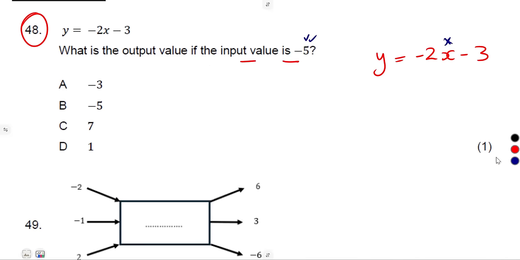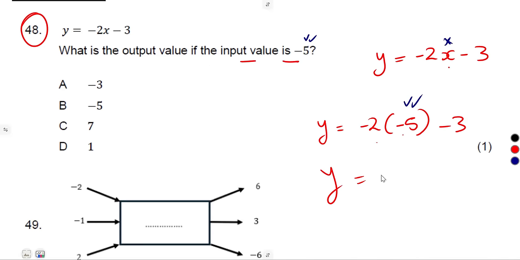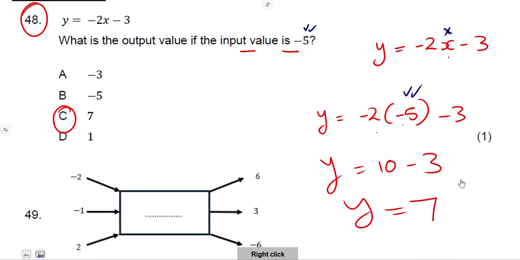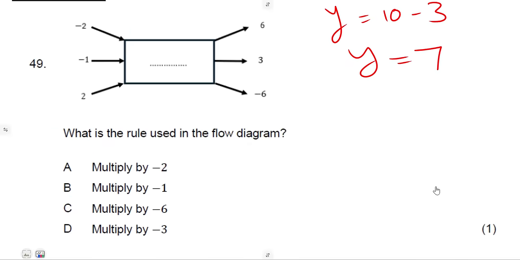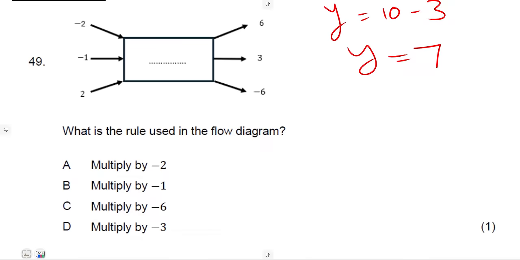Just substitute. So y is equal to negative 2 into x. The input in place of x, you simplify. Negative, negative, that's going to be positive 10 minus 3. So y is 7. The best answer is C. That's going to be C there. All right. 48, 49. What is the rule used in the flow diagram?